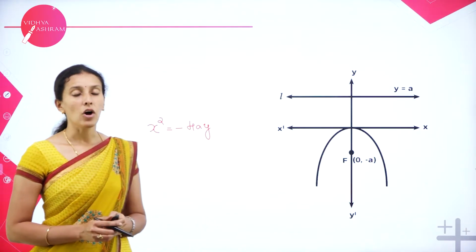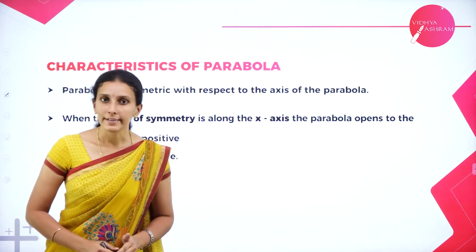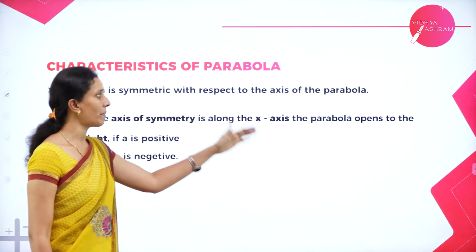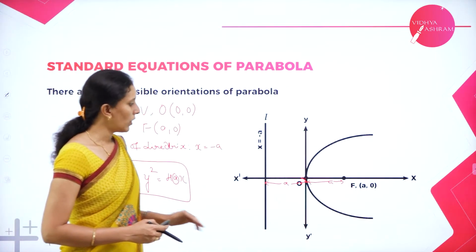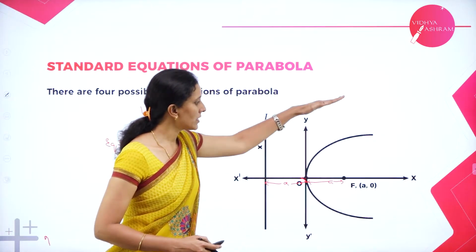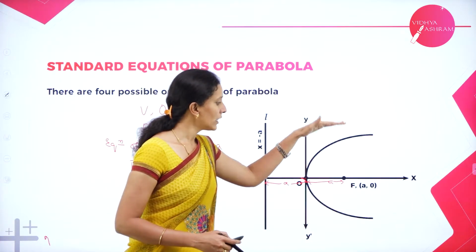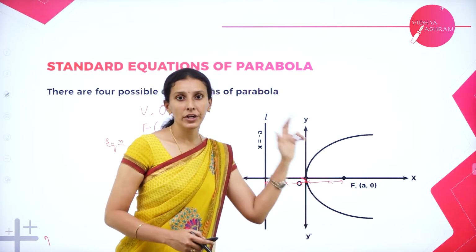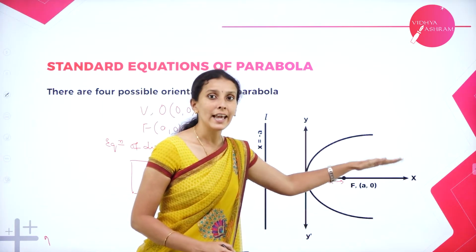Now observing all these, what can we conclude? So here are the characteristics of the parabola. See that the parabola is symmetric with respect to the axis of parabola. Look at the parabola here. Just look at the positive quadrant, that is the first quadrant. It is exactly the mirror image of the second quadrant. That is, it is symmetric towards x-axis. Here, the axis of the parabola is x-axis.